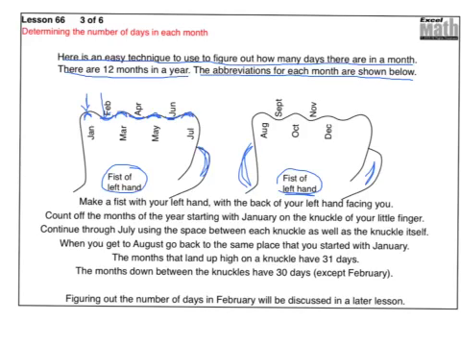Now you can't go any further than that on your knuckles because you'll just fall right off the edge, and we have to either be on a knuckle or we have to be on the little valley between your knuckles. So once you get to July, this last knuckle, you have to start all over again on the first knuckle, and they show that to you over here. Or you can switch over to your other hand. It doesn't really make any difference.